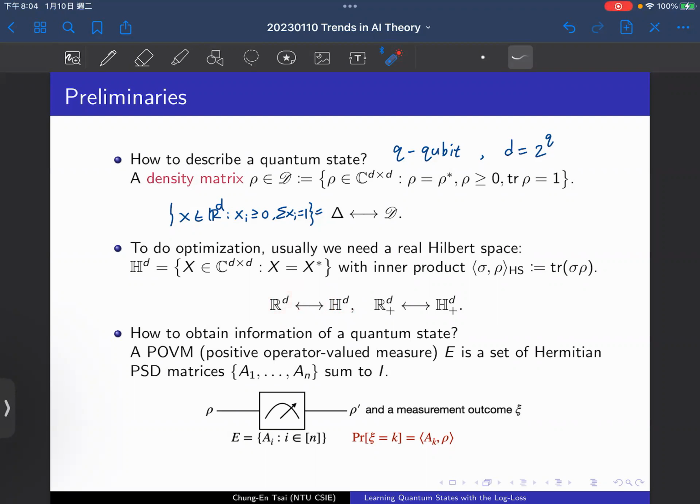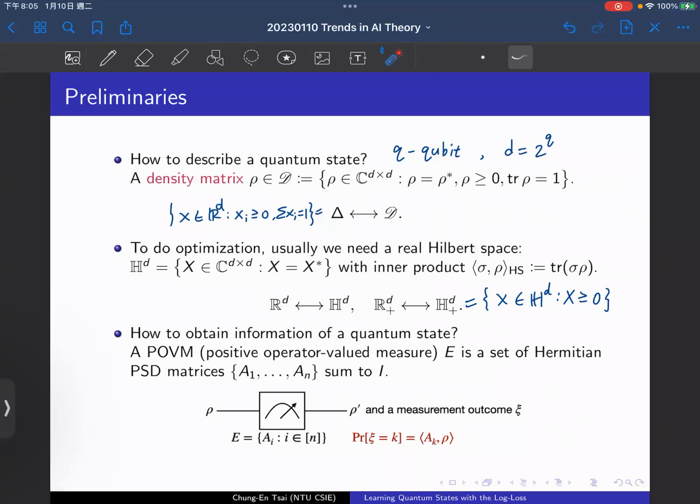And for this notation, it represents, since we'll use it later, the set of Hermitian positive semi-definite matrices. So it can be seen as the quantum generalization of the non-negative orthant.